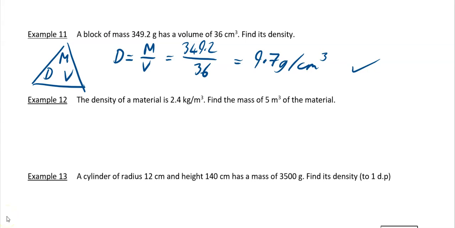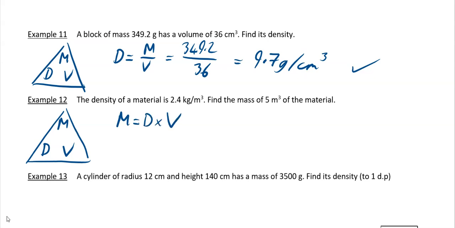Example 12, it says the density of a material is 2.4 kilograms per meter cubed. Find the mass of 5 meters cubed of the material. So again, I'm going to write down my memory formula. It was M, D and V. And if you cover up M, what you're left with is D times V. So M is equal to D times V. And then again, we're just filling in. So density was 2.4 and the volume was 5. So it's 2.4 times 5. And if you do that, well, you can do that without a calculator, but if you do that with a calculator, you're going to get 12 kilograms.